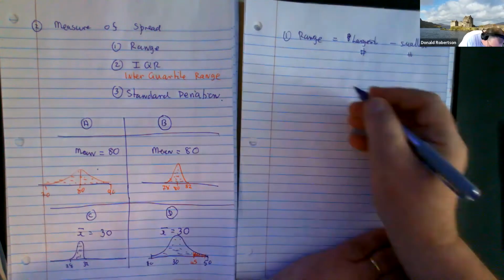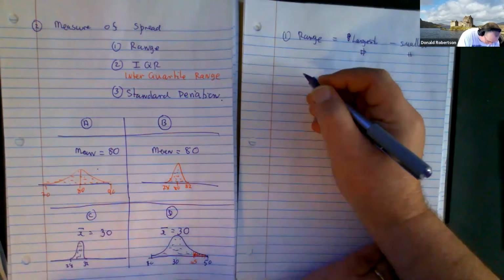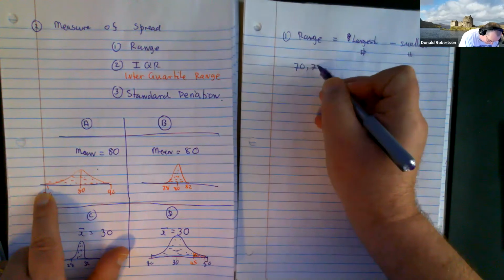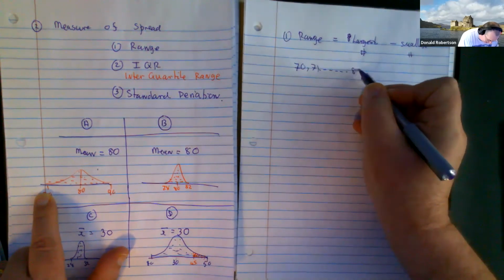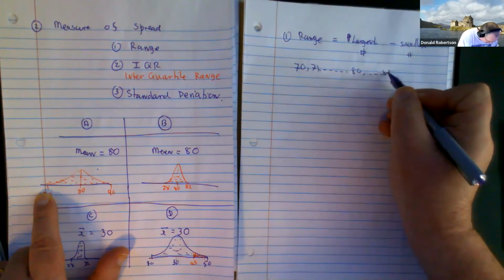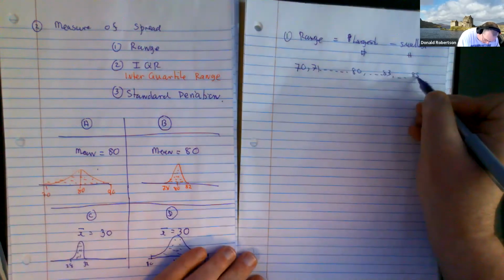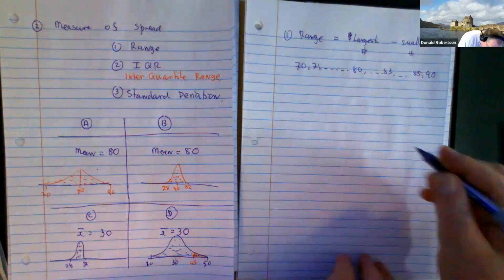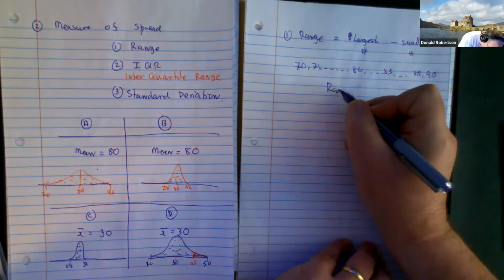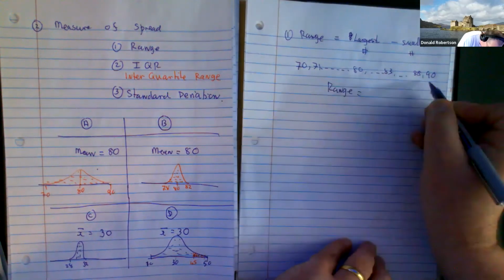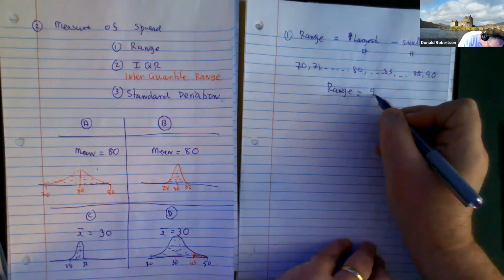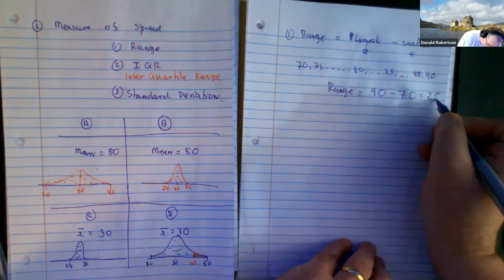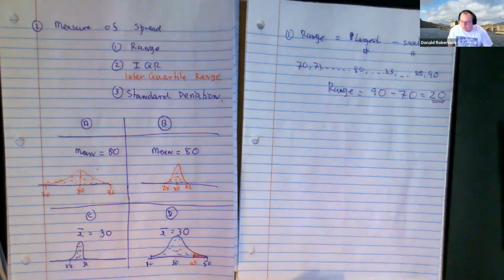So if you collected some data, like this guy here, he was 70 and he got 71, and he got a whole load of other stuff, and there was an 80 here and he got an 83, and then he finished with an 88 and then a 90. Can you imagine these dots had other numbers? In this particular case, the range would be 90 take away 70, the largest number take away the smallest number. And in this case, the range would be 20.